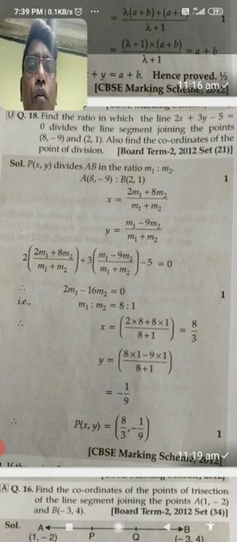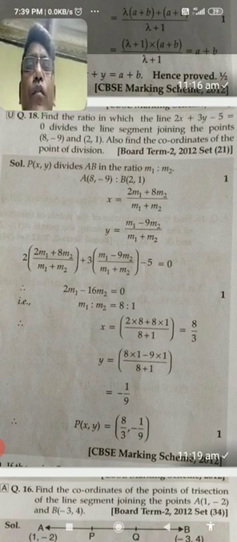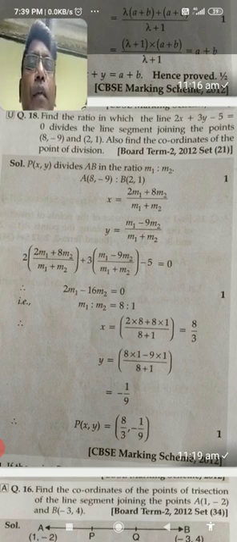For the ratio, we can take m1 and m2 here, and A is (8, -9), B is (2, 1). So x1 is 8, x2 is 2, y1 equal to -9, y2 equal to 1. By substituting in the section formula for the x coordinate, we get x equal to (m1 x2 plus m2 x1) by (m1 plus m2). That is, by substituting, (2m1 plus 8m2) upon (m1 plus m2). This is the x coordinate of the section formula.